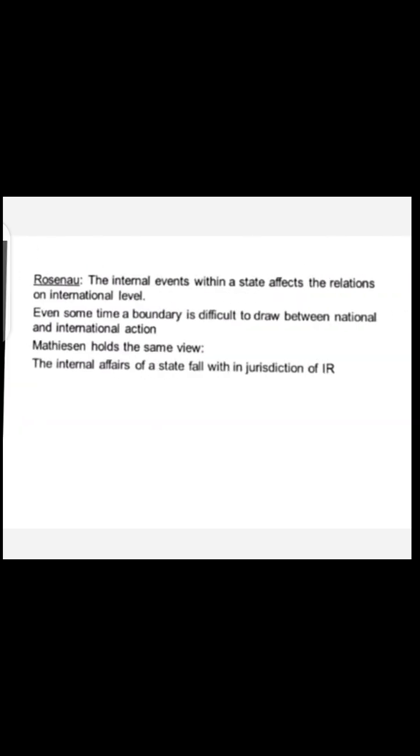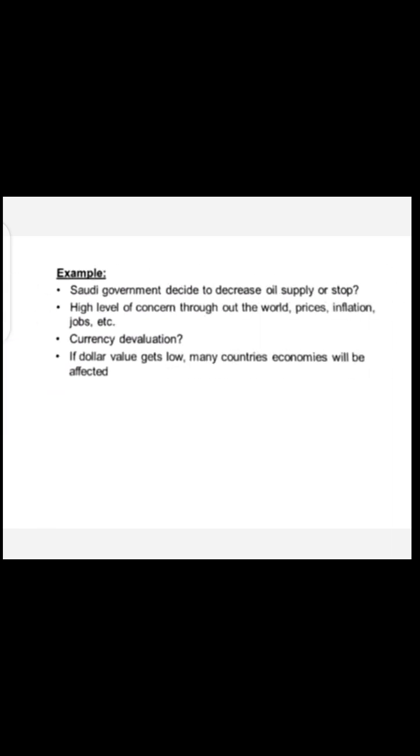As per Rosenau, the internal events within a state affect the relations at the international level. Even sometimes a boundary is difficult to draw between national and international actions. Basically, if there is any state, it has certain boundaries and certain authority, and it must have people. So the boundaries must be clear. Matheson holds the same view: the internal affairs of a state fall within the jurisdiction of international relations.